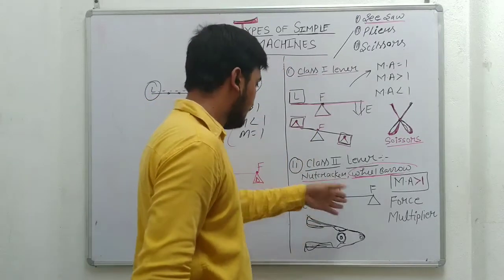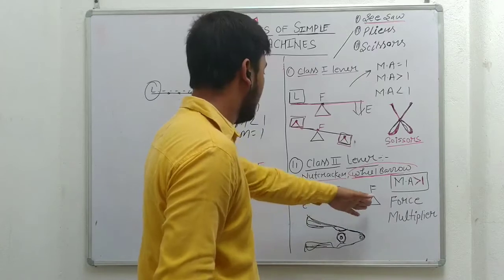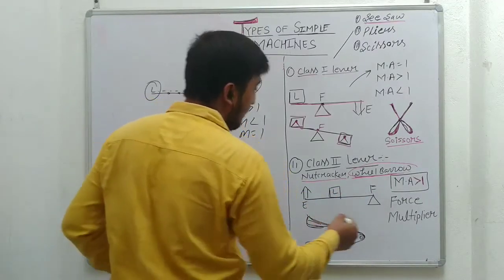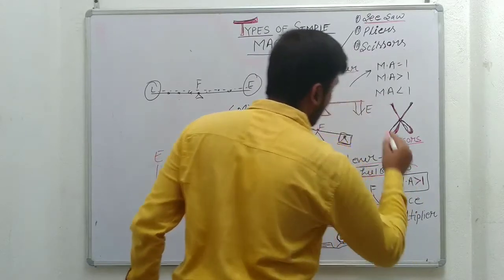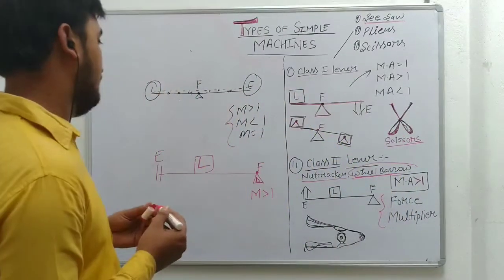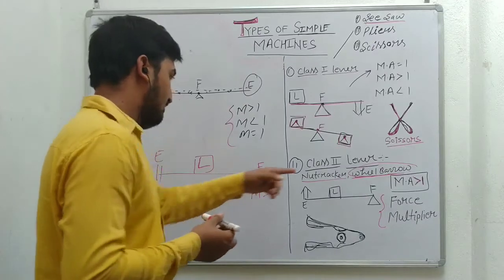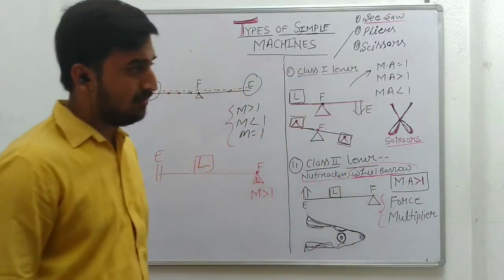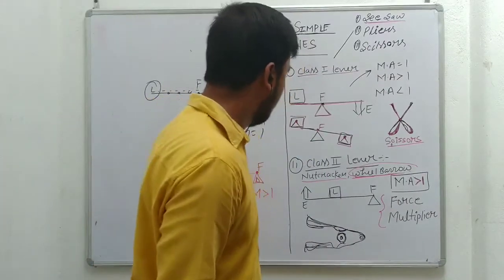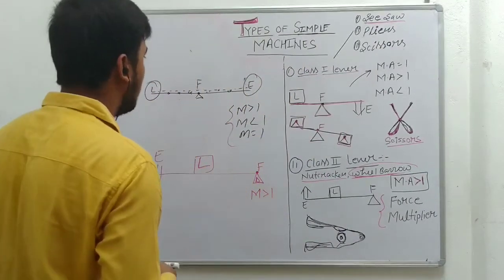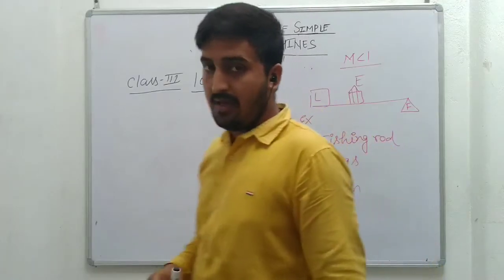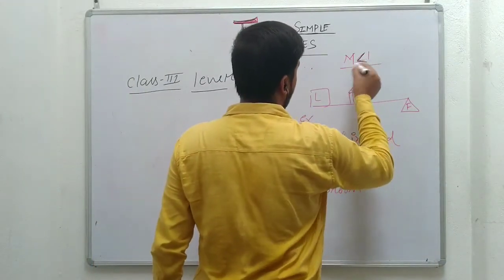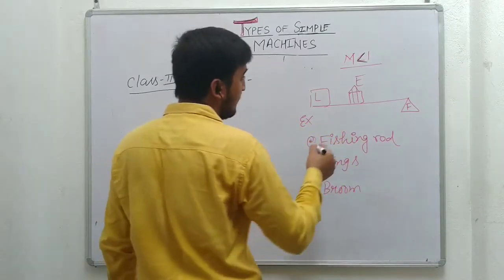In class 2 lever, load will always be in between fulcrum and effort, and mechanical advantage is greater than 1, and this device is used as a force multiplier. Class 2 lever is used as a force multiplier because mechanical advantage is greater than 1. Okay, so now we'll discuss the class 3 lever. In class 3 lever, mechanical advantage is always less than 1, which we will see here.